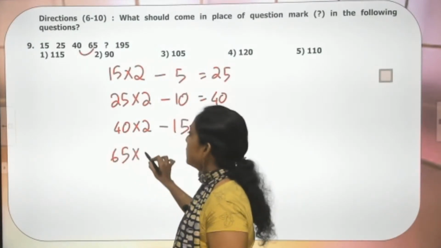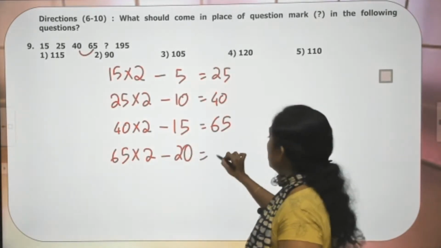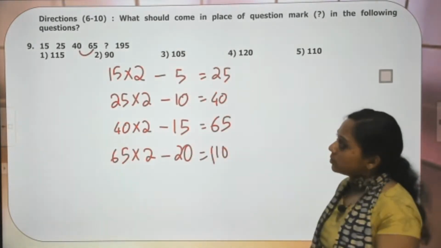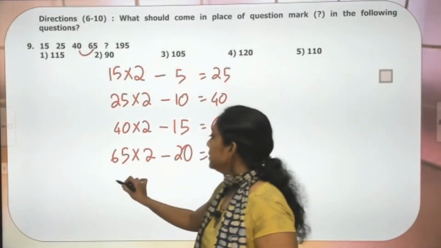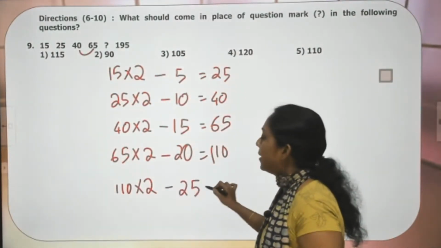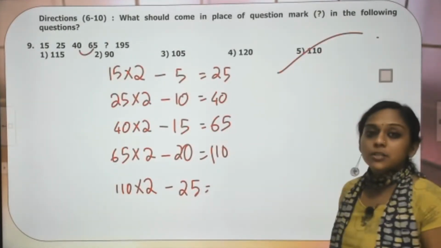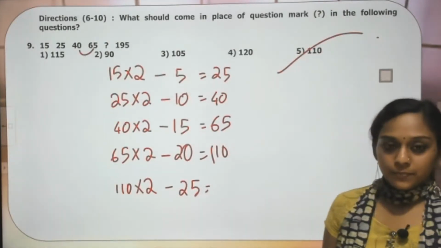So next is 65 into 2, 130 minus 20, that is 110. Check the other also. 110 into 2, 220 minus 25 is 195. Yes, it is satisfied. So the answer is option 5, 110.